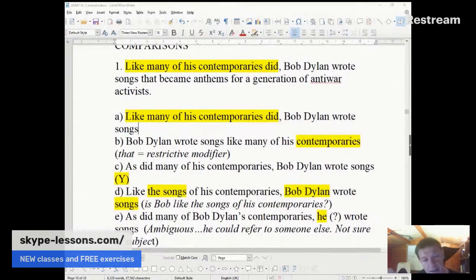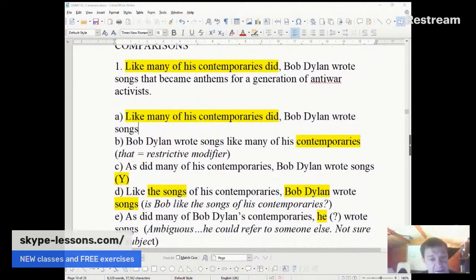It's not acceptable. Let's have a look at C. As did many of his contemporaries, comma, Bob Dylan wrote songs. Well, that looks okay. Bob Dylan wrote songs that became anthems. Now, notice we've got songs that became anthems, and that's what we want. So C is looking good. And by the way, a tick on my questions always means that's the right answer. Notice as well that in C we are comparing contemporaries with Bob Dylan, as did many of his contemporaries, Bob Dylan wrote songs. In fact, we're comparing what the contemporaries did with what Bob Dylan did. And so that's a lovely comparison.